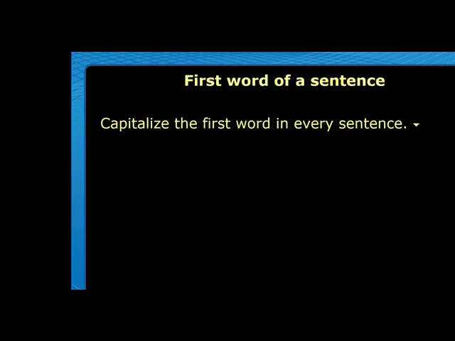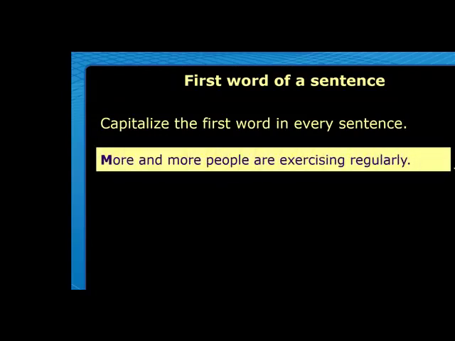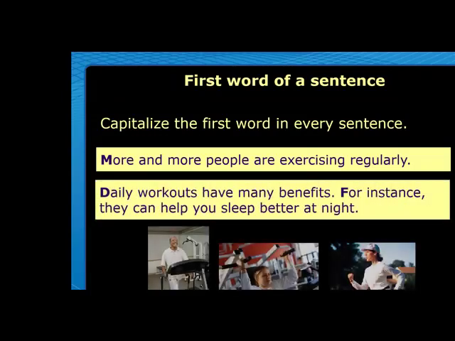Now, the first rule is to capitalize the first word in every sentence. Every sentence, yes. Like here, more and more people are exercising regularly. We capitalize the initial letter, the starting letter M in more. Why? Because it comes at the beginning of the sentence. The next example, daily workouts have many benefits. For instance, they can help you sleep better at night. I should try this.